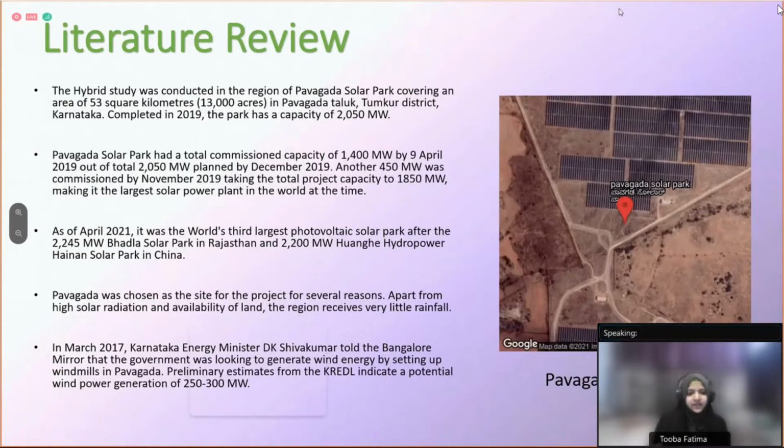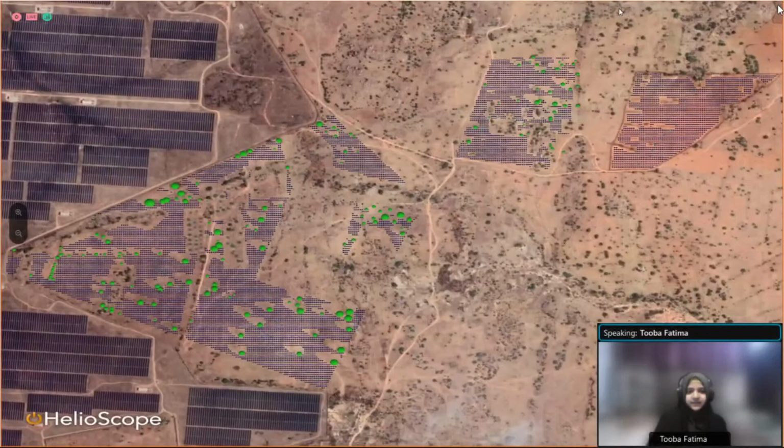Pavagada was chosen as the site for the project for several reasons. Apart from high solar radiation and availability of land, the region receives very little rainfall. In March 2017, Karnataka Energy Minister D.K. Shivkumar told the Bangalore Mirror that the government was looking to generate wind energy by setting up windmills in Pavagada. Preliminary estimates from the KREDL indicate a potential wind power generation of 250 to 300 megawatt. This is the site that we selected for our study.